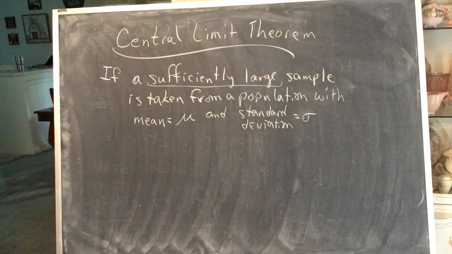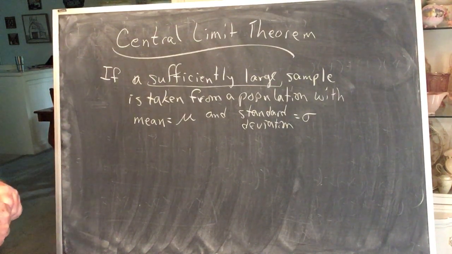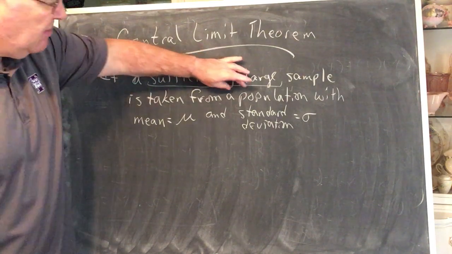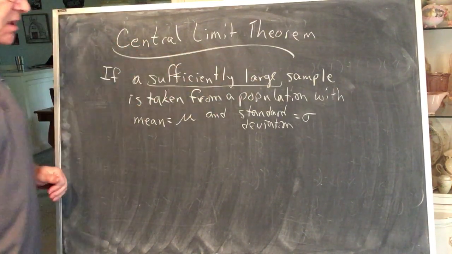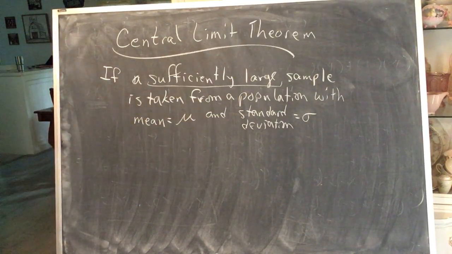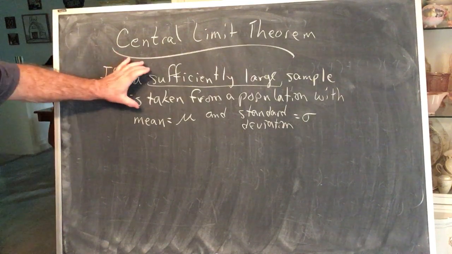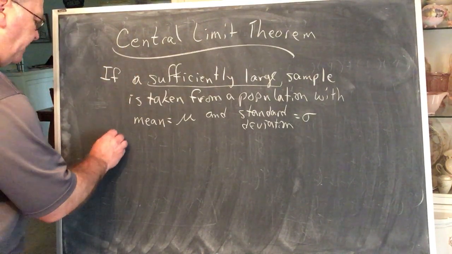And so if we take a sufficiently large sample, now sufficiently large is a notion we're going to talk about later. Let's just assume for now that we have taken a sufficiently large sample, whatever that means, and we've taken that from a population. Let's assume the population has a population mean of mu and a standard deviation of sigma. So let's assume for now that mu and sigma are known. If the sample is sufficiently large, then there are three results that are true.